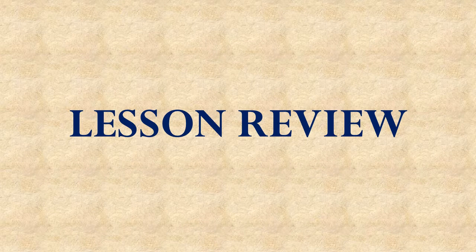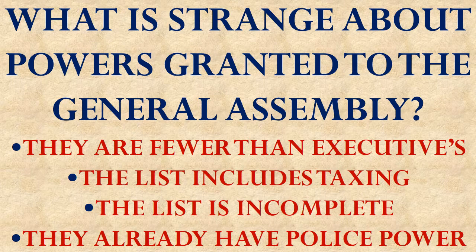All right, that finishes this lesson. Now let's review what we learned. What is strange about powers granted to the General Assembly in the things that we talked about in this lesson? Is that they are fewer powers than the executives? Is it that the list includes taxing? Is it that the list is incomplete? Or is it that they already have the police power, so why do you even need a list of powers granted? It's that last one. Because the state constitution already grants the General Assembly a general grant of power, in other words, the police power, this more detailed list probably isn't really necessary.